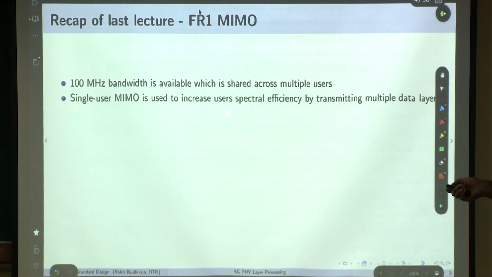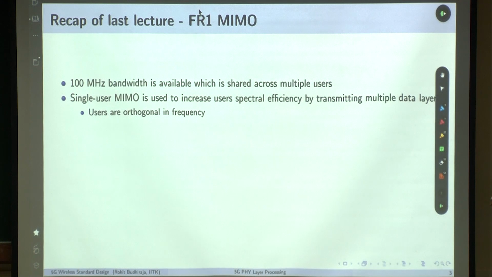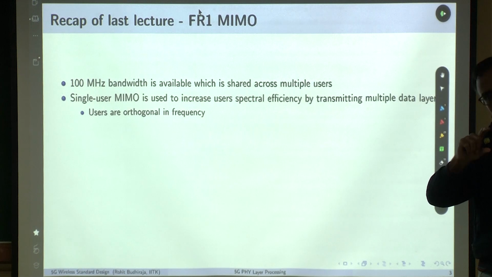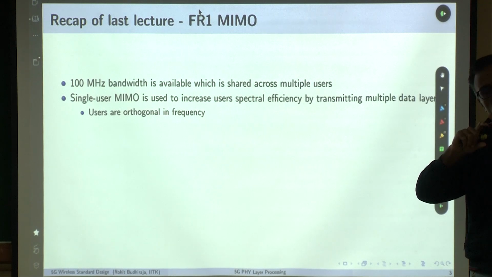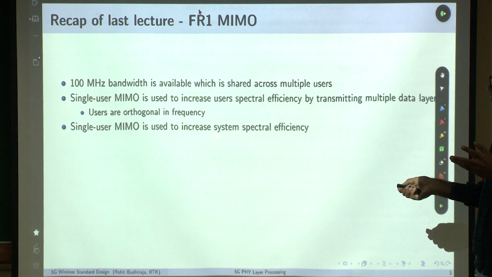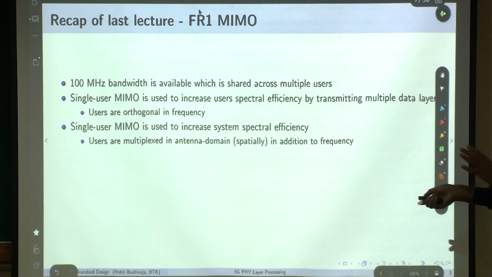Now in this case, you have single user MIMO, which is used to increase spectral efficiency, or the rate of the users, by transmitting multiple layers to each user. But the users are orthogonal in frequency. That is single user MIMO: on each PRB you transmit different users' data and do MIMO for each one of them. Then single user MIMO is used to increase the system spectral efficiency.